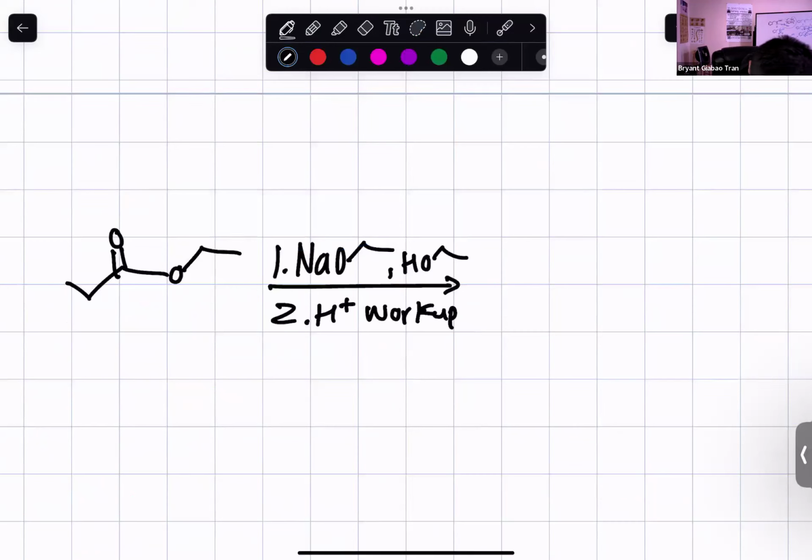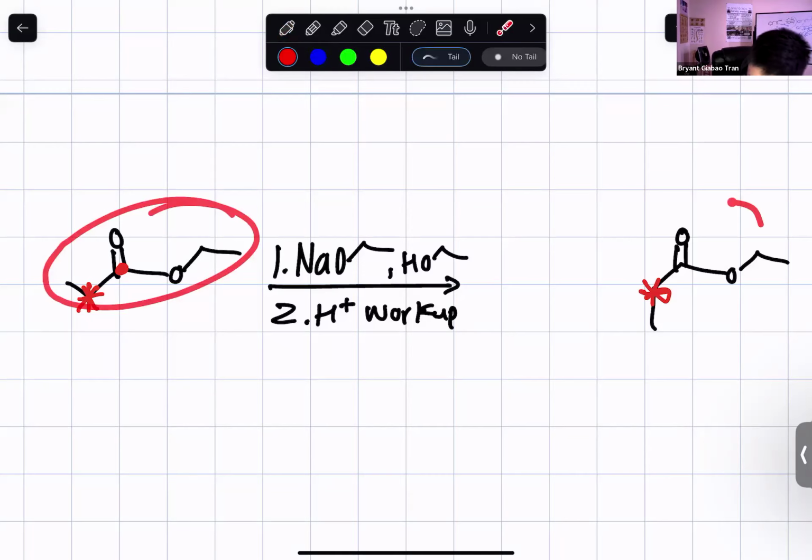Right. Star is the alpha carbon, you know that's going to be your electrophile. Dot, the carbonyl carbon, that's the electrophile. So draw out the star molecule, nothing's going to change to the star molecule. The star molecule is going to keep all of its groups, right? So this is the exact same thing as this.